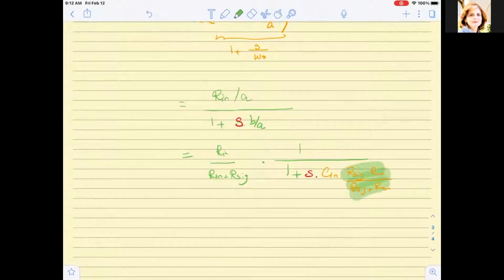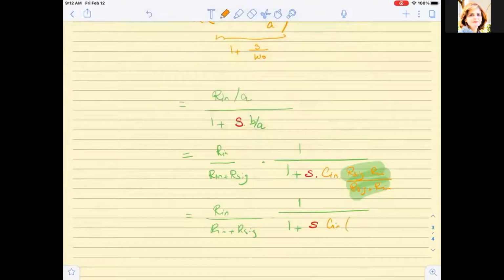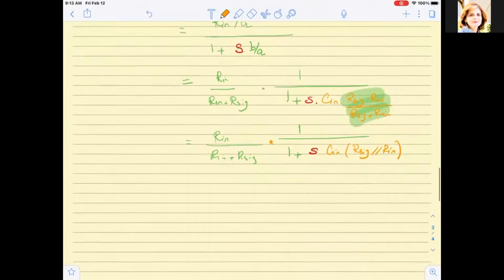R sig parallel with Rn. This is R sig parallel to Rn. So my final expression comes out to be equal to (Rn plus R sig) times 1 over 1 plus S times Cn times R sig parallel to Rn. Okay, so this is the expression of Vn over V sig.